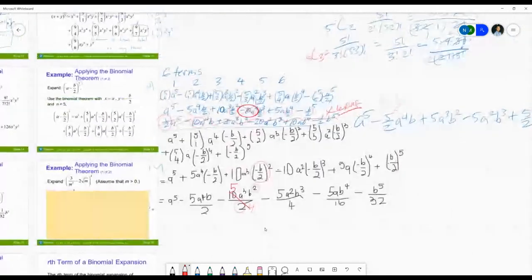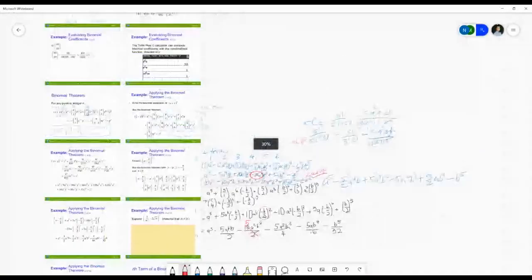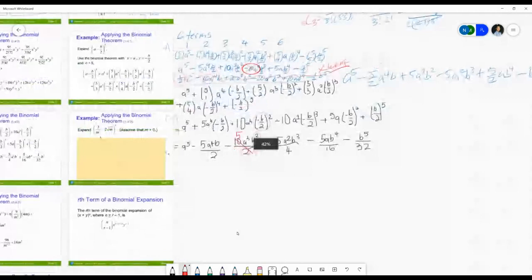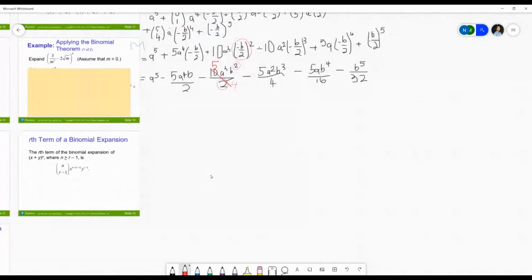Are we doing it somewhere? Trying to see where you guys are. Professor, you want us to do the one with the 3 over m squared? Is that what you mean? Uh-huh. Okay, okay.